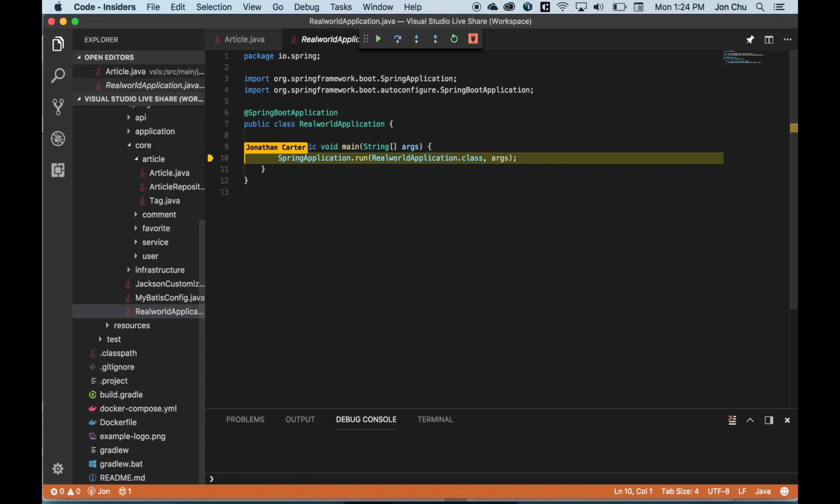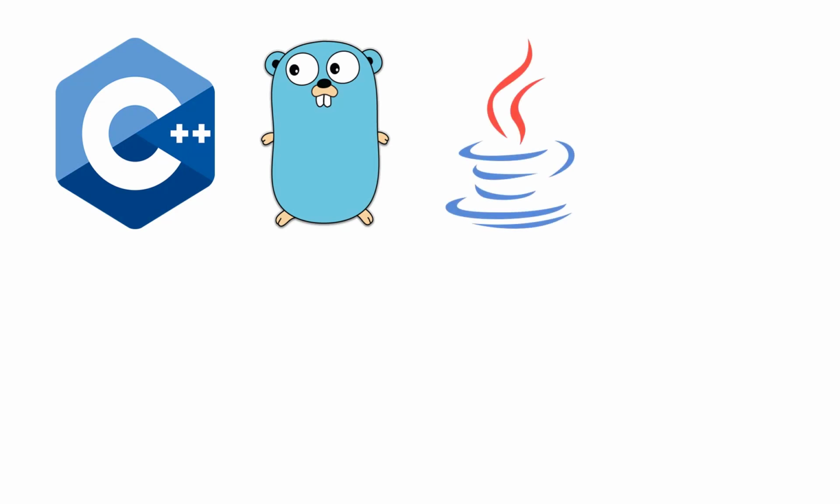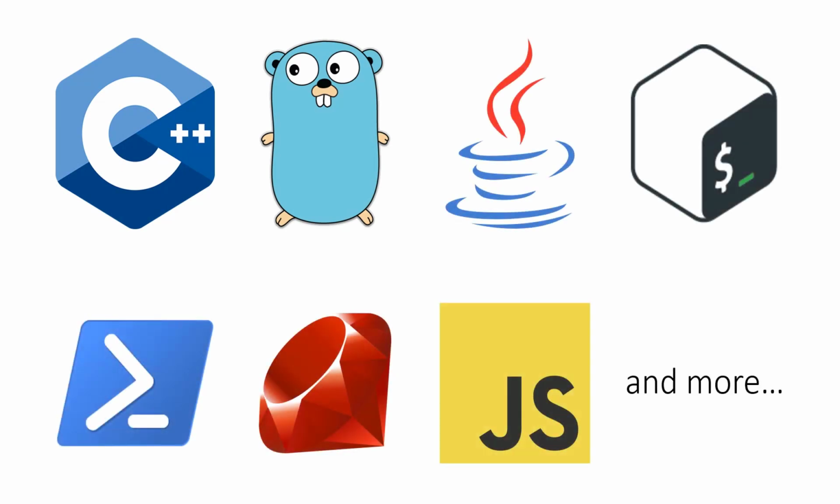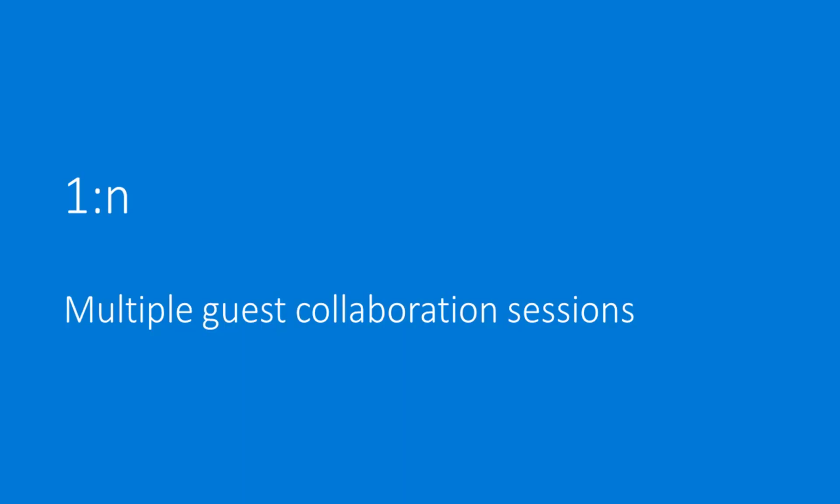This is the first step towards enabling you to collaborate on any project of any language and is available in the private preview of VS Live Share. There's support for C++, Go, Java, Bash scripts, and so much more. Going forward, we plan to continue to build more support for your favorite languages, ensuring you have a great collaboration experience.